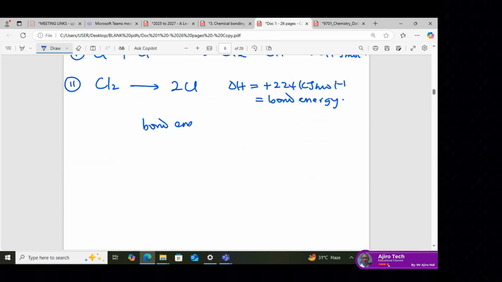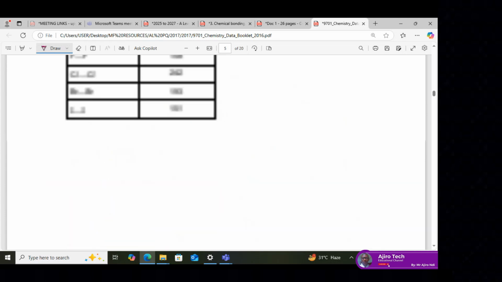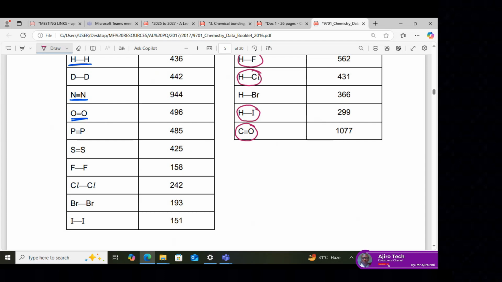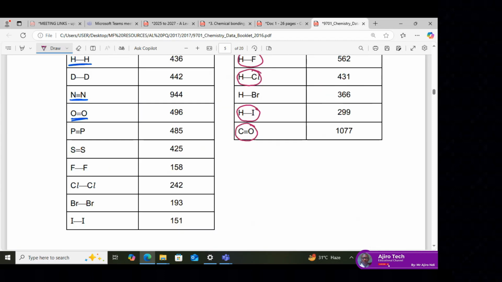Let me give you a practical example. F-F bond energy, O=O bond energy, N-N. Let's go and see F-F. Where is it? 158. O is 496, the O double bond O.